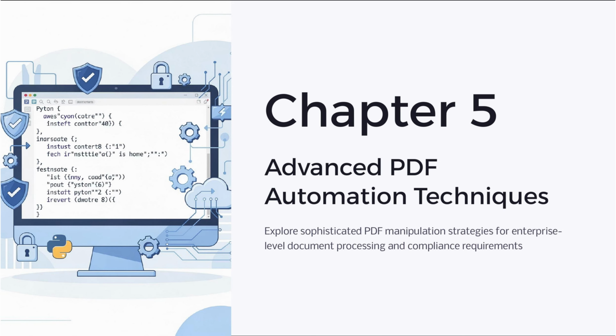Advanced PDF automation techniques enhance document processing by integrating sophisticated manipulation strategies. These methods streamline enterprise-level operations, ensuring compliance with regulations. Techniques include dynamic content generation, automated form filling, and batch processing, which improve efficiency and accuracy in handling large volumes of documents.